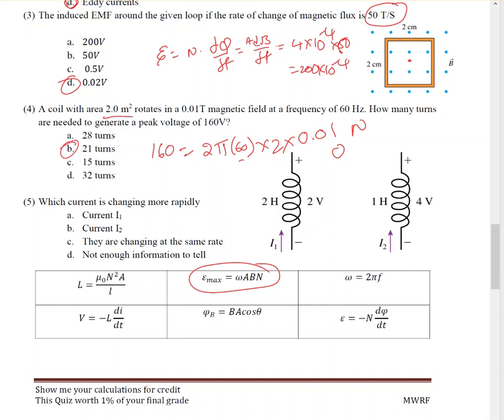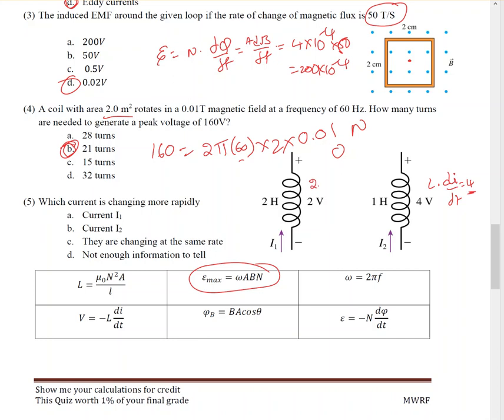Okay, the next one, what current is changing? Which current is changing more rapidly? So here, induced EMF across the inductor is L times di by dt. That's the induced EMF across the inductor. So L value here is 1. So this value is 1 of 4 volts. So L value is 1. So di by dt equal to 4 in this case.